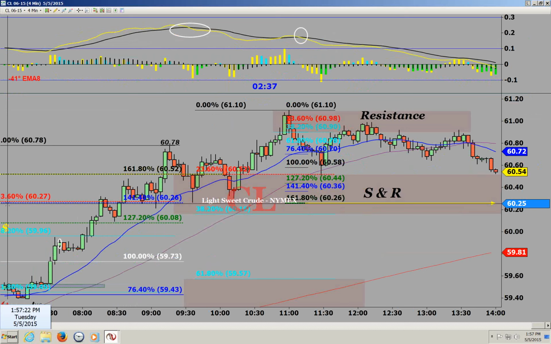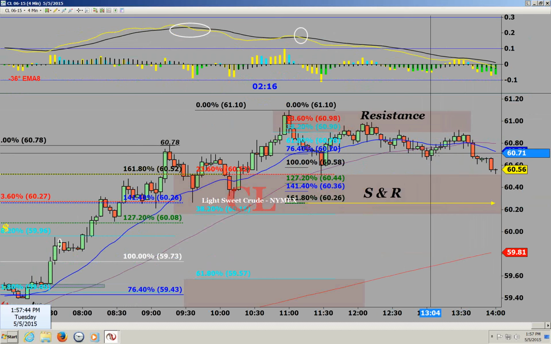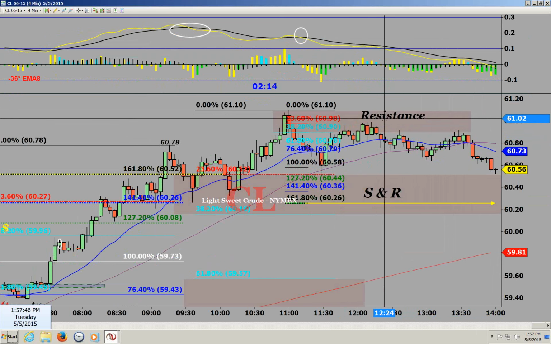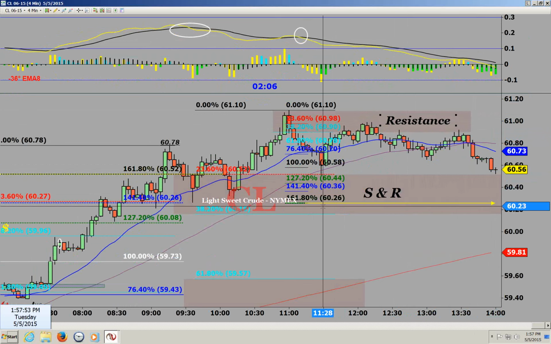Okay, here we are about an hour later, 1:57, almost 2 o'clock. This has been a slow and very methodical rollover here. It hasn't been quick and easy by any means, and you may not have been able to hang on to that short position. Market has retested our resistance area up here, and we're looking for a target of 60.26.